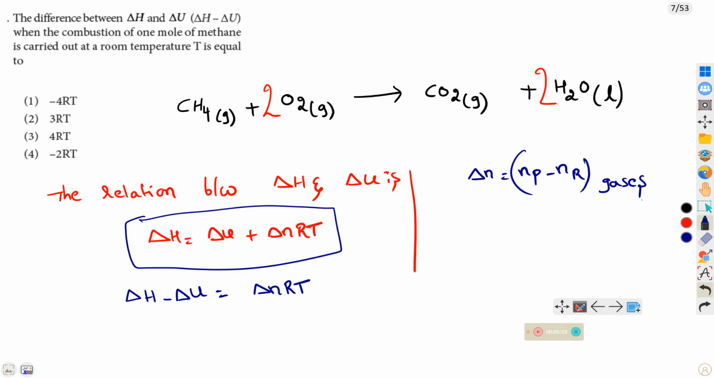First calculate delta n value. Only gases are counted, n products minus n reactants. At room temperature, H2O is a liquid, so neglect H2O. Number of moles of gaseous products is 1. Number of moles of gaseous reactants is 3. 1 minus 3 is minus 2. Delta n value is minus 2, so the difference is minus 2RT. Fourth option.